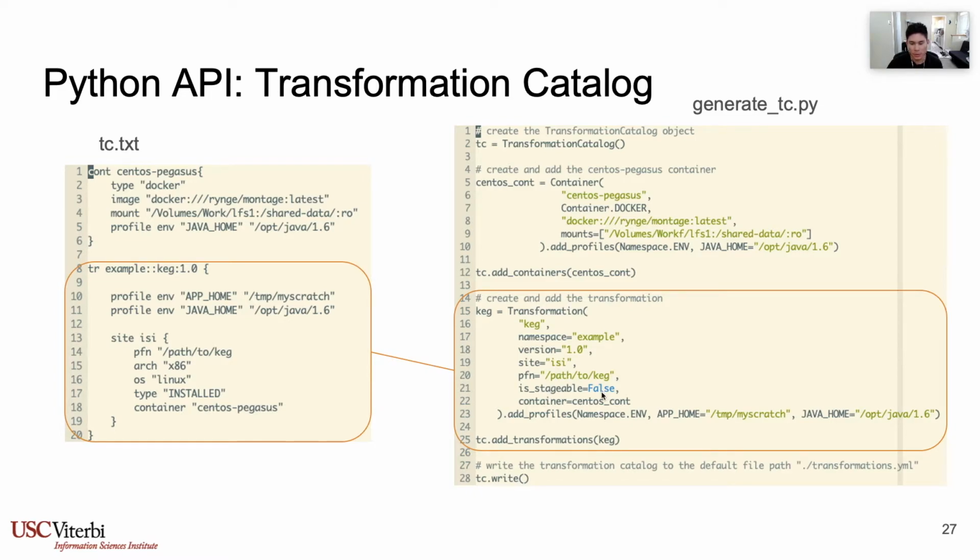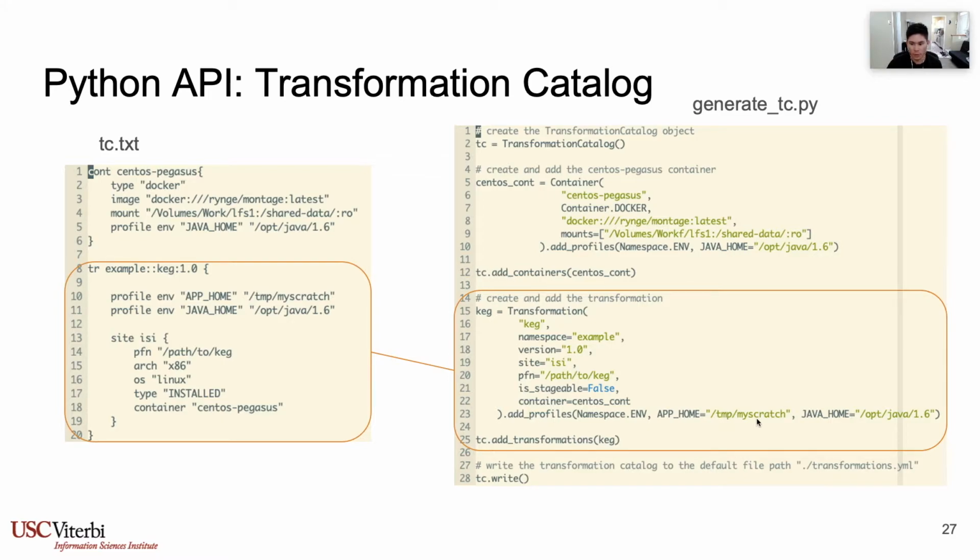If this were to be true, that means you could, if it's like a shell script or a Java program or something portable that you could ship around and then run somewhere else, that's what is stageable equals true would mean. Here we've said container is equal to CentOS container, which refers to this container right here. In the text-based version, you would just give the name that you gave to the container like this.